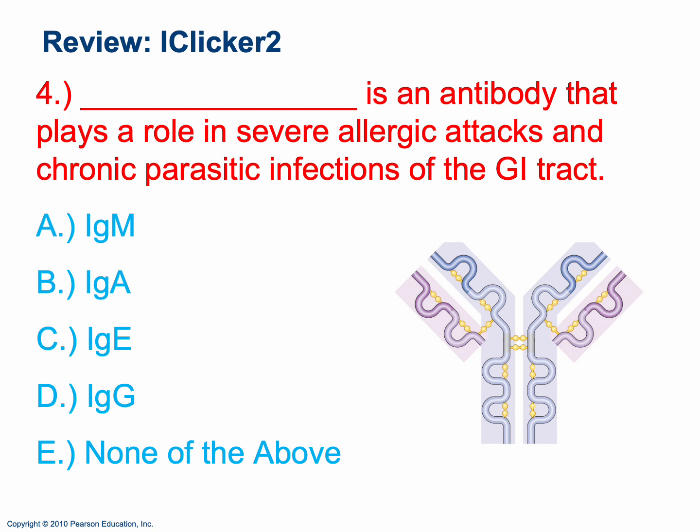Number 4 for review. Blank is an antibody that plays a role in severe allergic attacks and chronic parasitic infections of the GI tract. So what would be the correct answer? Which antibody class are we talking about? All right. And the correct answer, based off these choices, I would go with choice letter C. So the correct answer is IgE. So again, very important to review your antibody classes.